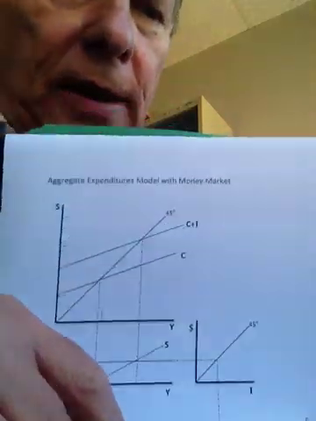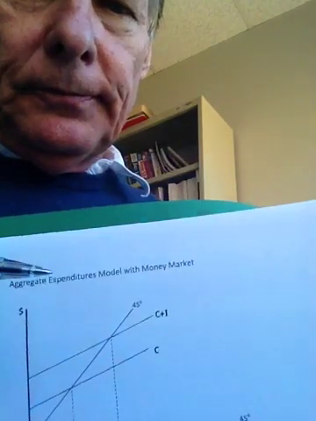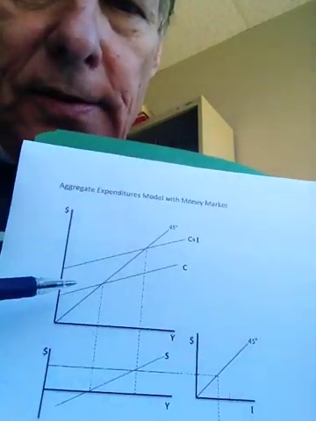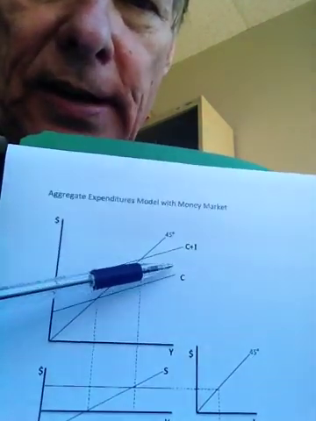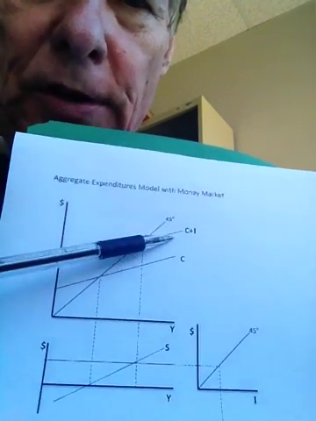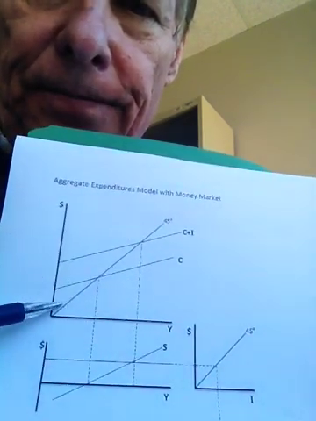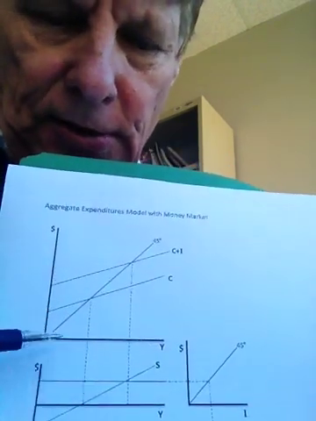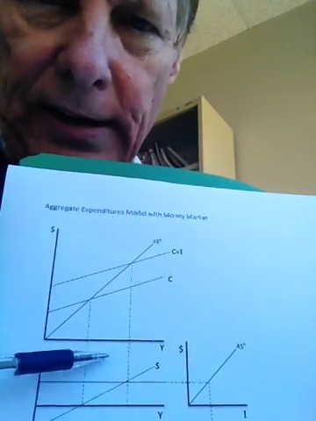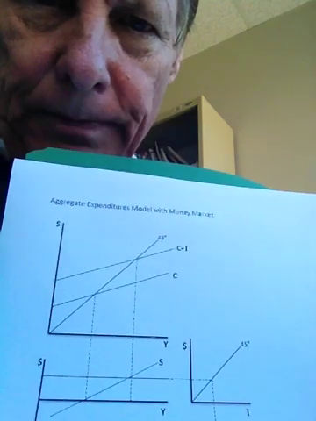Let's look at this first graph right here. Here's that consumption function, and this is the C function right there, the C plus I function. Notice that 45-degree line there. That just takes distances represented horizontally and reflects them vertically and vice versa.